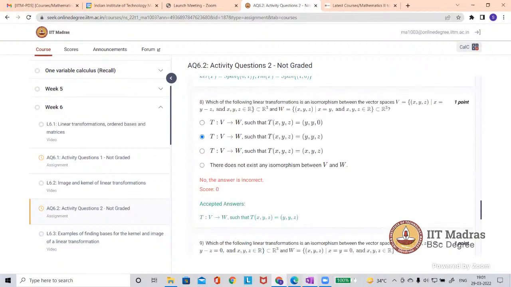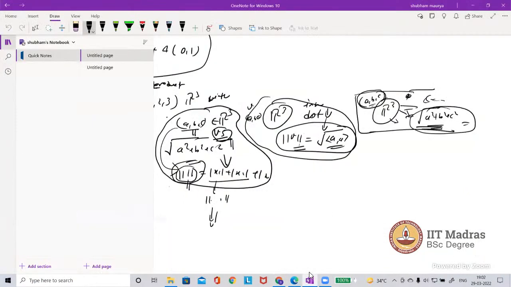Okay, so for V1, let's find the basis. X is equal to Y minus Z is given. So take Y equal to 1 and Z equal to 0, so X will be 1. One basis element will be this one, and another element will be -1 0 1, taking Z equal to 1 and Y equal to 0. So this is a basis.